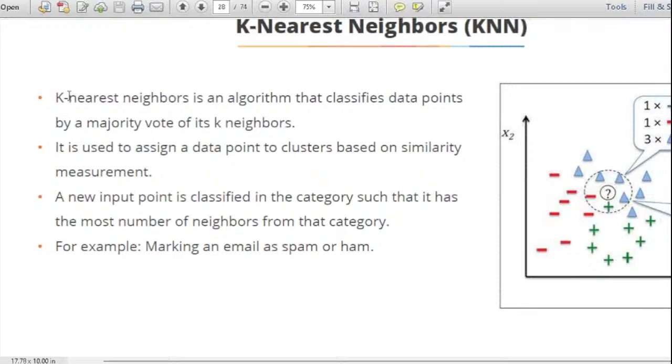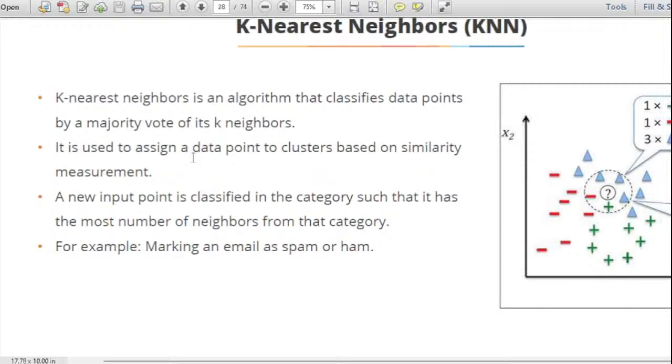K nearest neighbor is an algorithm that classifies data points based on the majority voting of the k neighbors. So if I have taken k as 5 and these are my 5 nearest neighbors, which category do you think the question mark should belong to? The new data point should belong to the blue one. Everyone agrees? Because blue are the maximum nearest points to the new data point.